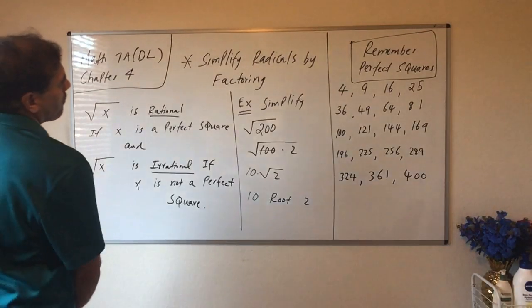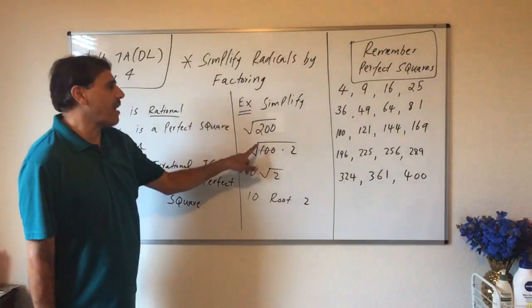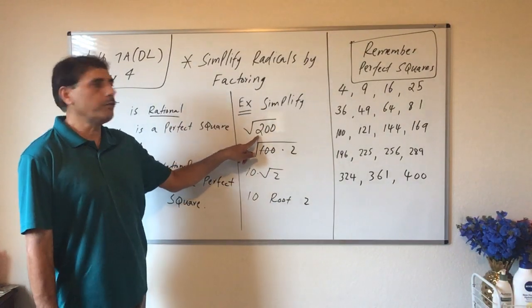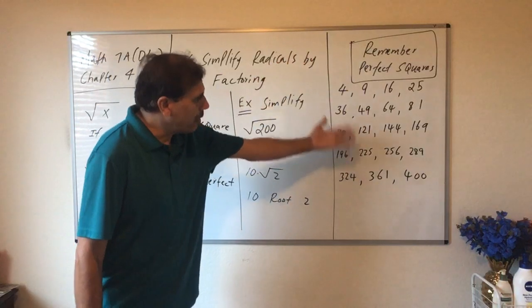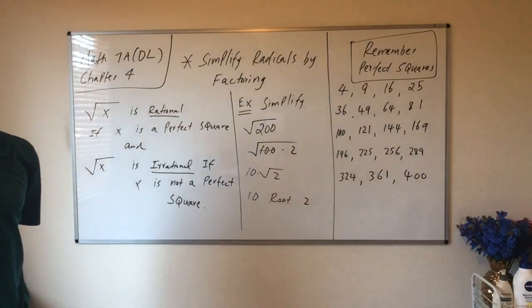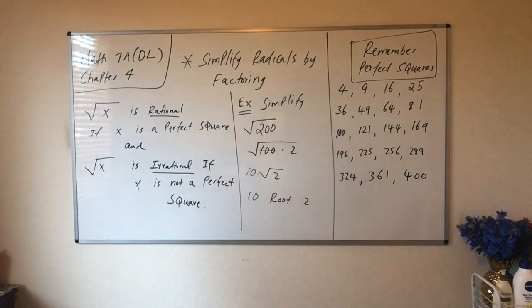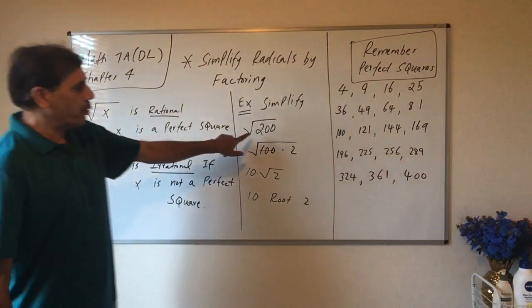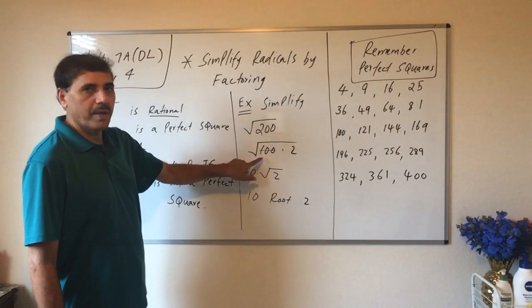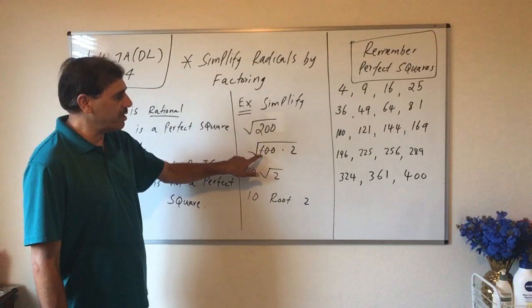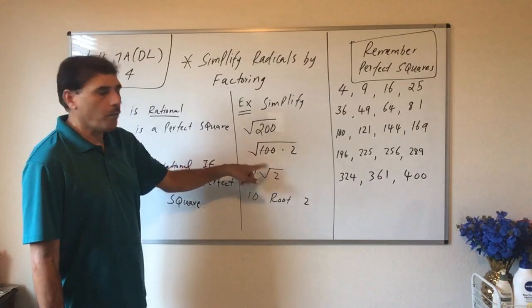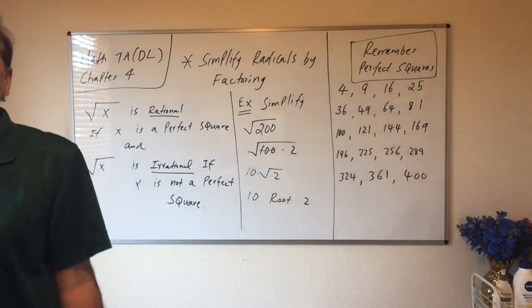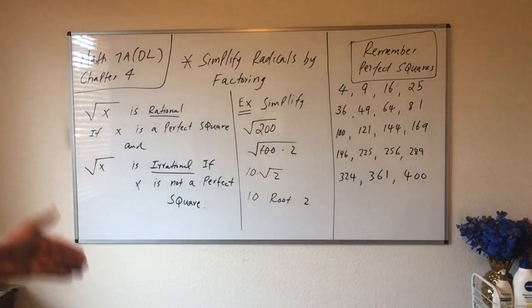Here's the example. Quickly simplify the square root of 200. We know that 200 is not a perfect square. This means we're going to find two factors of 200 with the biggest perfect square possible. So 200 is the same as what? The biggest one in this case is 100 times 2. Why are we using 100? Because 100 is the biggest perfect square possible inside 200.